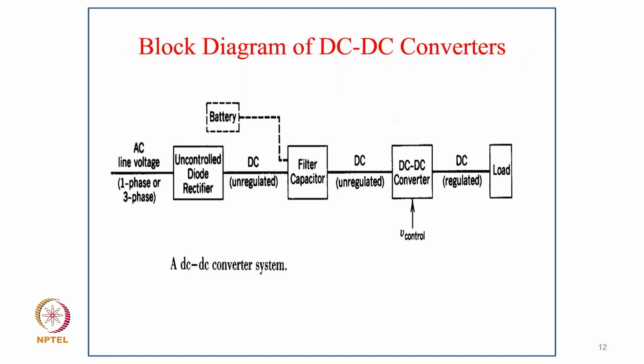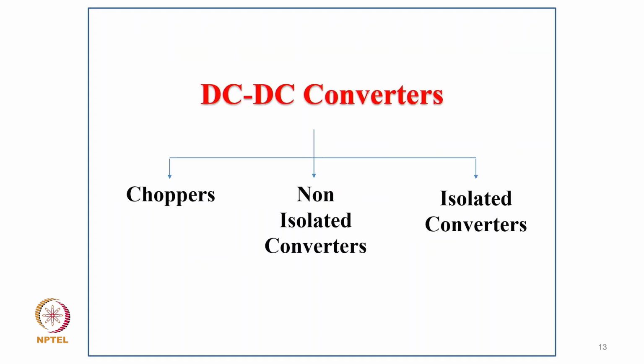So this is the basic building block diagram we look into for a switch mode power supply. We have an input supply, single phase or three phase depending upon the power rating. Then we normally use an uncontrolled rectifier, and then we have a DC link, sometimes with battery backup, and then typically unregulated DC after the filter capacitor. Then we have a DC-DC converter, maybe isolated or non-isolated, usually an isolated DC-DC converter with power control, and the regulated output voltage is supplied to the load.